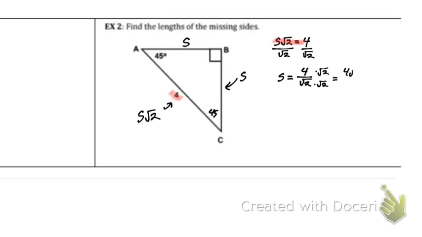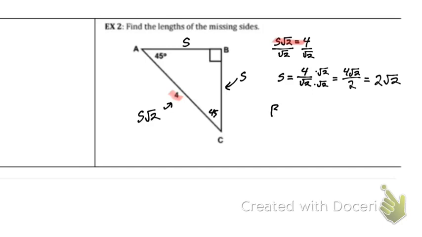Which is going to be 4 square root of 2 divided by 2. We can simplify this to being just 2 square root of 2. So that gives me my s equals 2 square root of 2, which means my two legs have the length s, so they're both going to be 2 square root of 2.